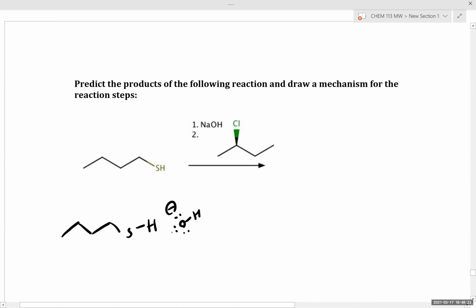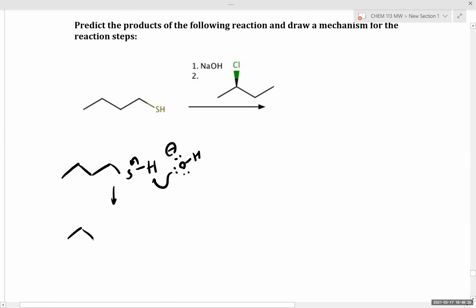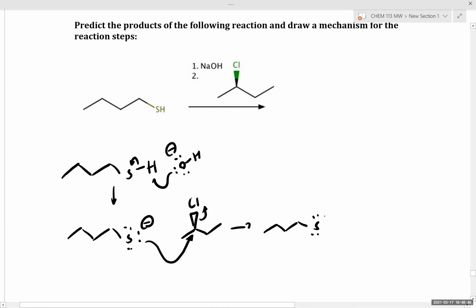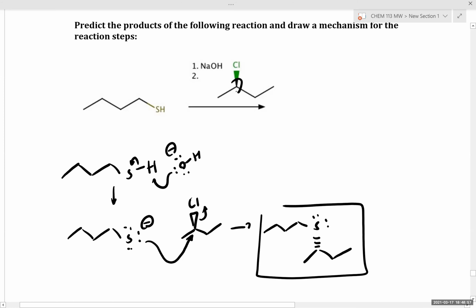So just to recap, hydroxide pulls off a proton that in turn generates our corresponding nucleophilic anion. From there, it attacks our electrophilic carbon and displaces our leaving group chloride. So that in turn generates our sulfide with inversion of our carbon stereocenter. We can check that because we start with an R stereocenter and we end with an S stereocenter.